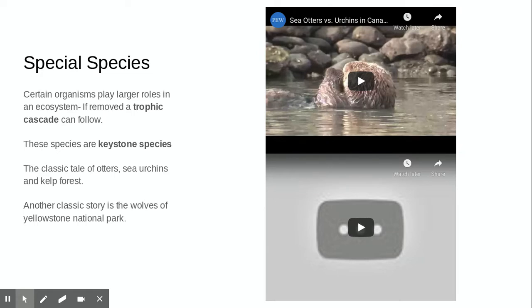The otters eat sea urchins. Since we destroyed the otter population, the sea urchins over-reproduced and started eating all the kelp. Everything depended on the kelp. And so the whole ecosystem collapsed. It caused a trophic cascade, meaning multiple species were affected. Okay? That is the story of the sea otter and the sea urchins.